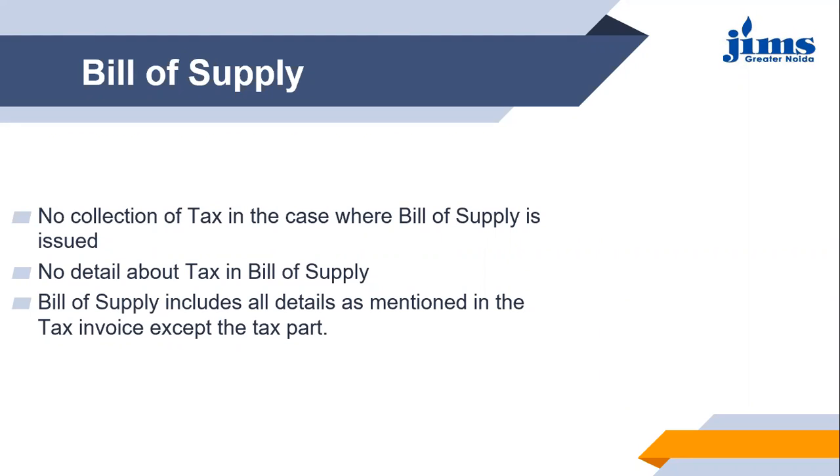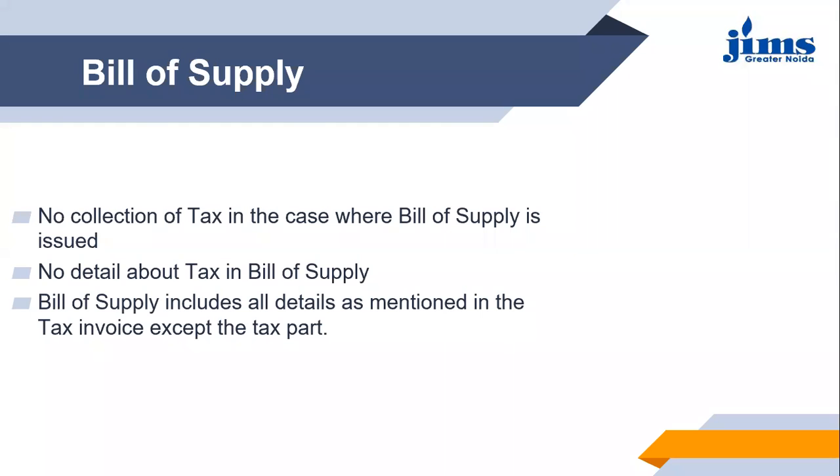So a bill of supply does not have any details about the tax, but yes, the bill of supply will have all other important relevant details in reference to the supplies being made, like the details of the registered person, the details of the recipient, the value of the goods or services supplied, the HSN code, the total value of goods, then the digital signature.